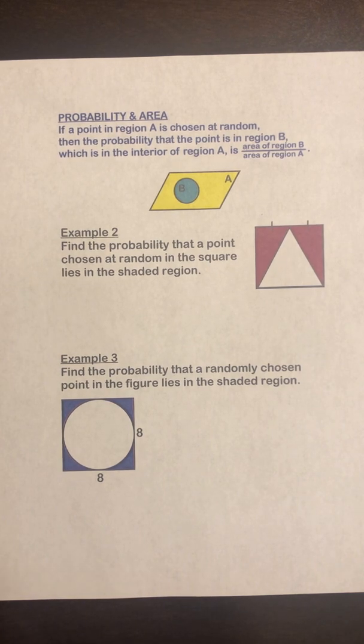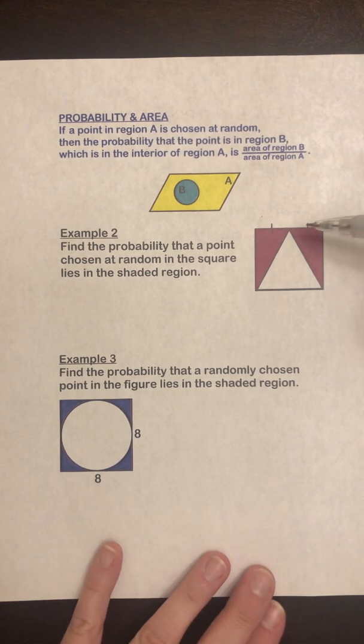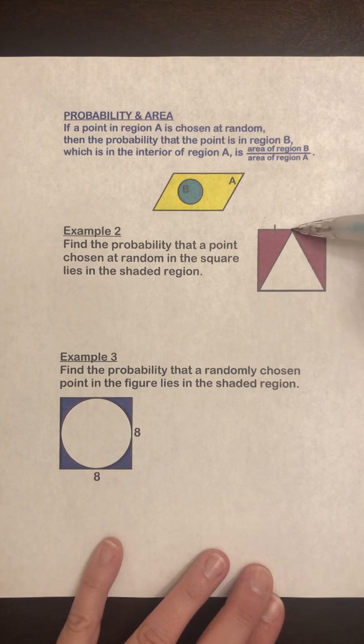All right, so example number 2, find the probability that a point chosen at random in the square lies in the shaded region. Well, we look here, we don't actually have any numbers, do we? We don't know really a whole lot about the sides. What we do know is that these two segments are congruent. And so that means that this right here is the midpoint.